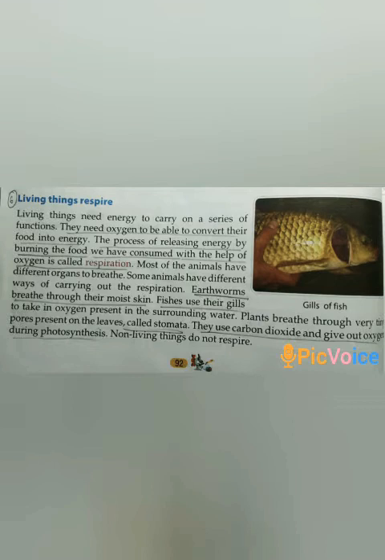Plants breathe through very tiny pores present on the leaves called stomata. They use carbon dioxide and give out oxygen during photosynthesis. Non-living things do not respire.